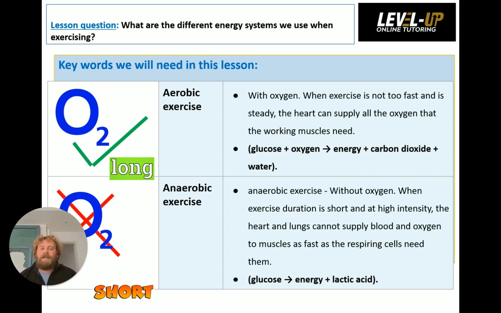The heart and the lungs cannot supply blood and oxygen to muscles as fast as the respiring cells need them to. So this equation is glucose equals energy plus lactic acid. Lactic acid is that burning sensation that you might get when you do, say, a 100, 200, or 400 meter sprint.